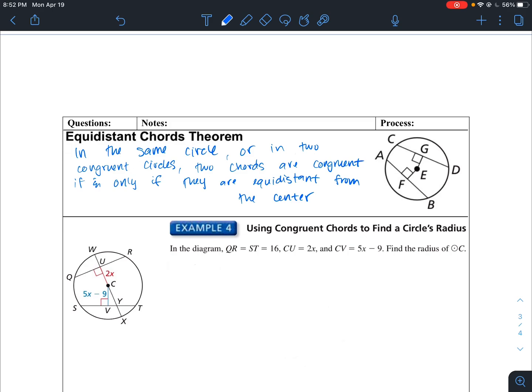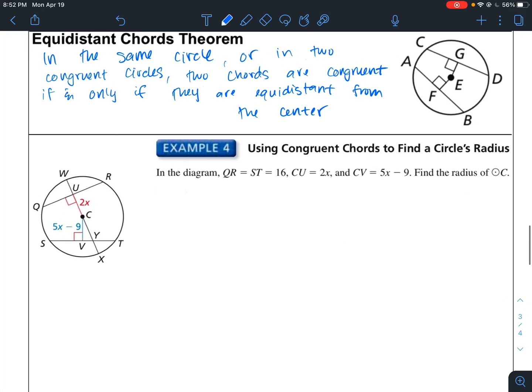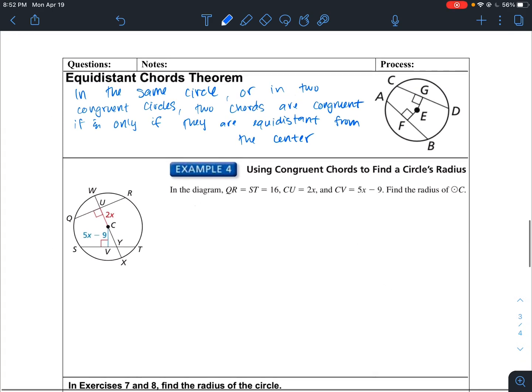So in this example here, here's our diagram. In the diagram, it says that QR is equal to ST. So we know that they are congruent and they're equal to 16. It says that CV is equal to 5x minus 9. And here it says that this is equal to 2x. And it wants us to find the radius of this circle. It wants us to find the radius.